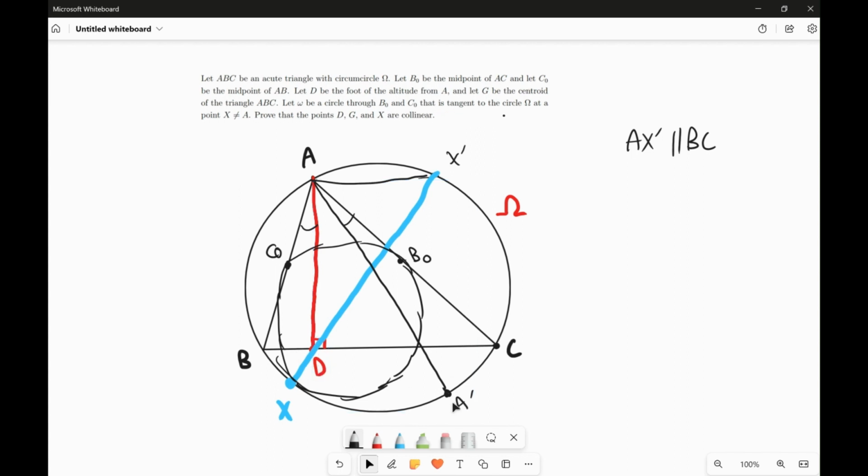point D maps to the point A prime. So I'll go ahead and put that in red, A prime. So D's out of the way. Now what about X prime?